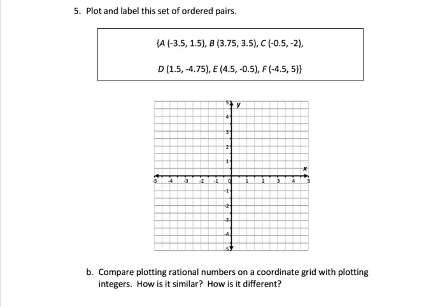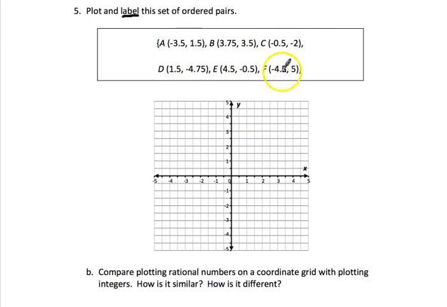Okay. So taking a look at item number 5, the directions tell you to plot and label this set of ordered pairs. And remember, this bracket here indicates that you have a set of information. Plot and label means I need to be writing the name of the point. So the first set of coordinate points that I have is -3 5/10 and 1 5/10. So, whoops, wait a minute. Before I start putting this information in, I'm going to explain it, and then you're going to work on it.